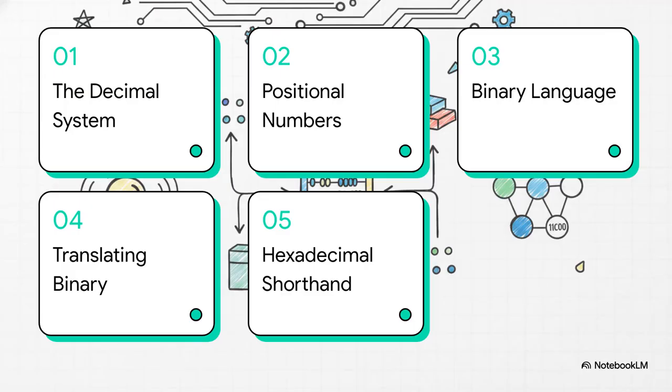Here's our roadmap. We've got 5 quick stops today. First, the familiar decimal system. Second, rules of positional numbers. Third, binary, the computer's language. Fourth, translating binary and decimal. And finally, hexadecimal, the programmer's shorthand. Let's get into it. Section 1.